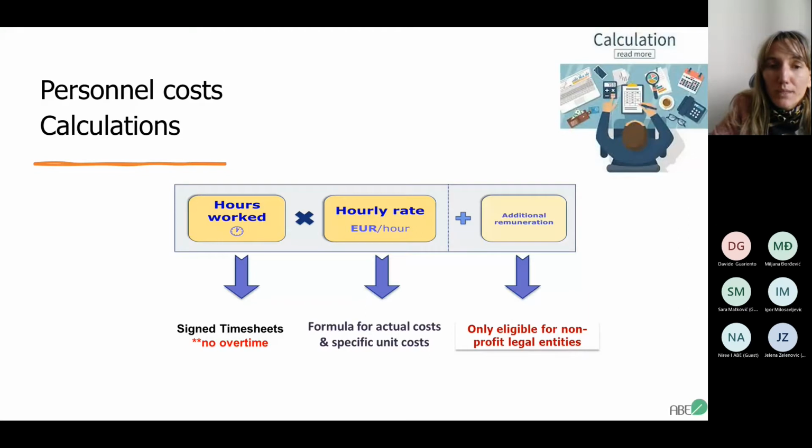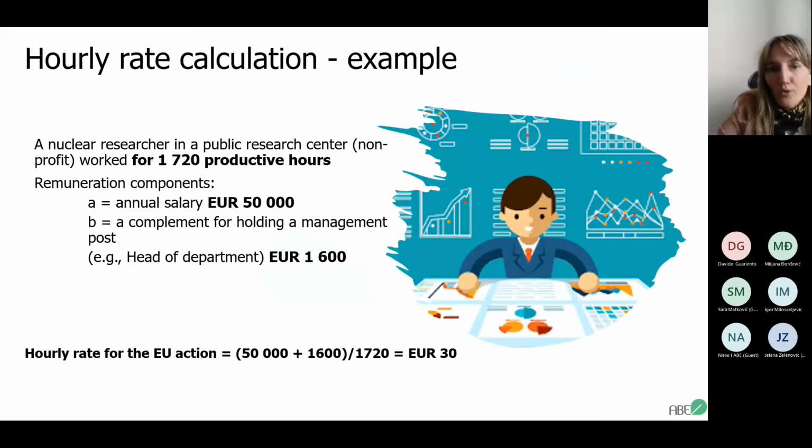Secondly, we have hourly rate, of course, in euro per hour, and the formula for actual costs, and there are also some specific unit costs, but they are really a specific kind of calculation. And we may add here, of course, the additional remuneration, but it's only eligible for non-profit legal entities. I will explain all of this through one really basic example.